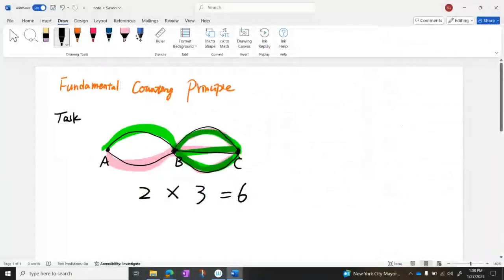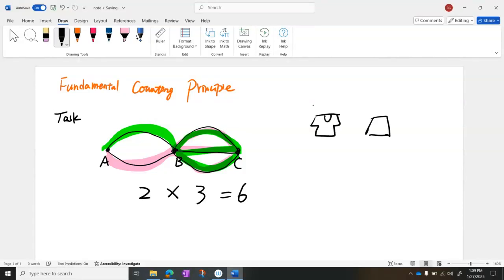Let's consider the second example. Ladies, let's say tonight you have a party, all right? And your task here is to dress yourself up. Let's say you have tops, bottoms, and heels to choose from. Let's say you have 2 different tops, 3 different bottoms, and you have 5 pairs of heels. Okay, let's say you have a lot of heels, very pretty.